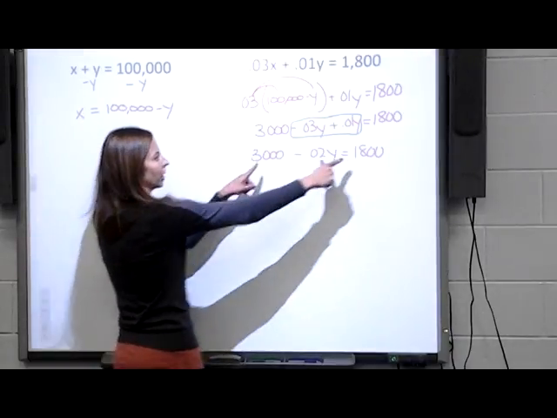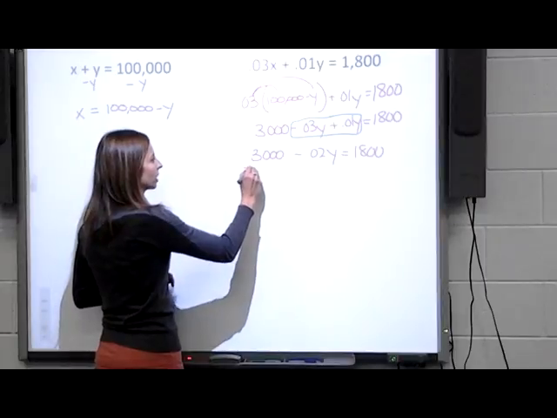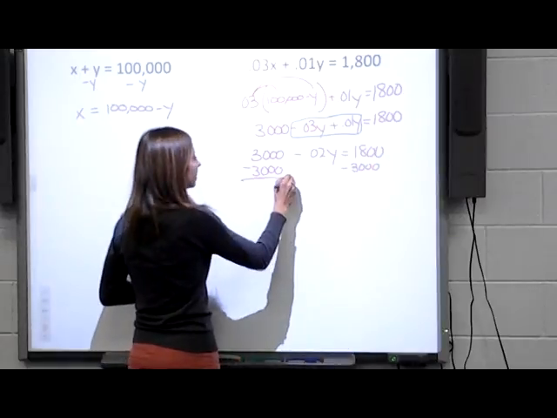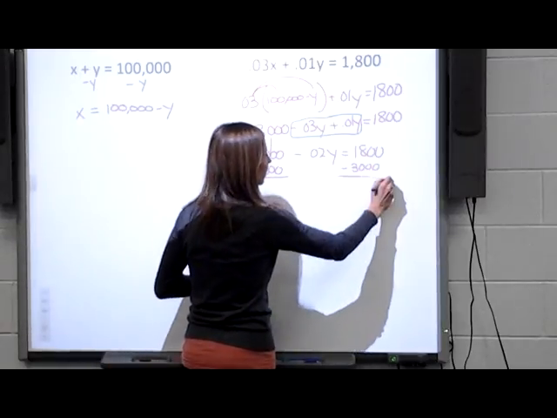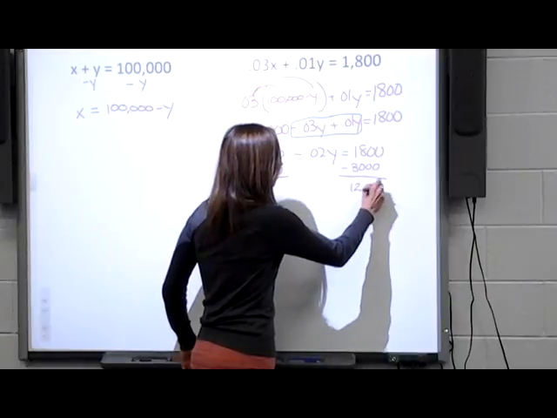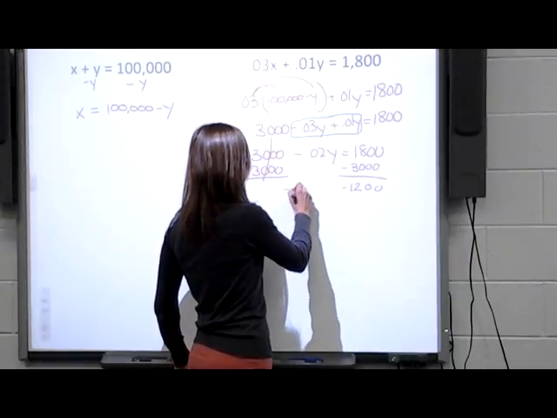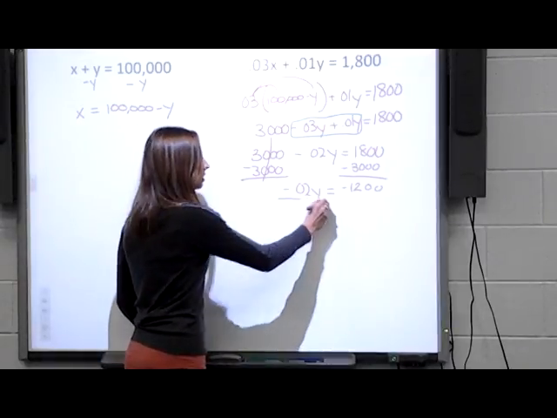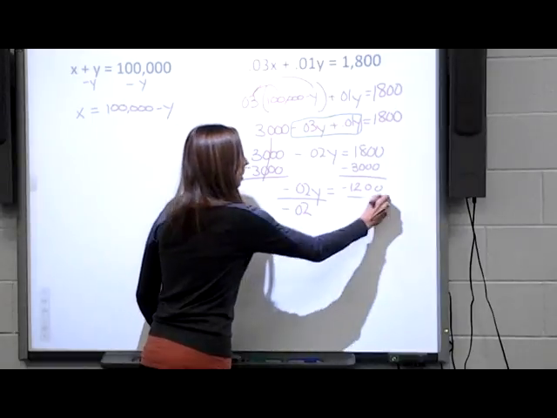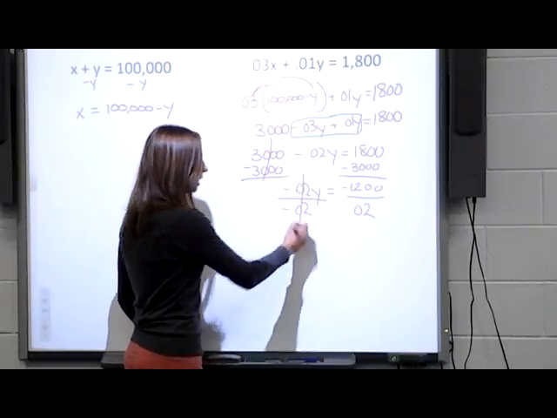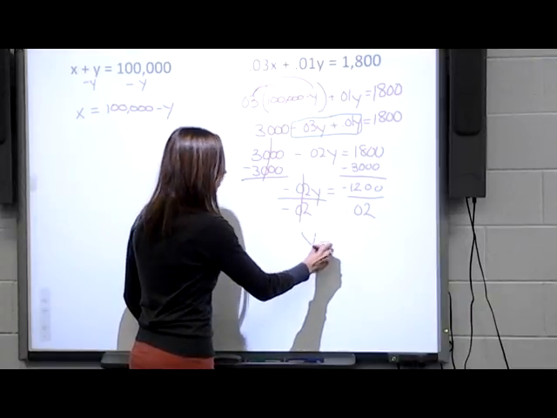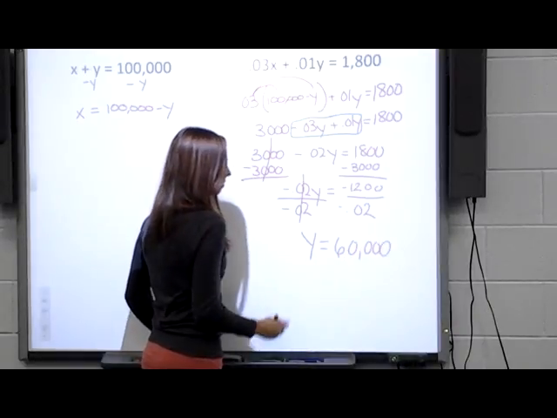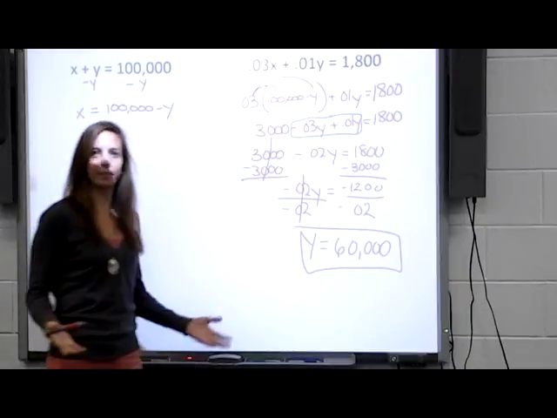Now we want to combine our like terms here. So we're going to subtract 3,000 from both sides. This will cancel. We get negative 1,200 here. And then we're going to drop down our negative 0.02y. The last piece here is we're going to divide this out on both sides. This will cancel, and we're going to be left with y. Make sure you get that. Y equals 60,000. Again, we got half of our answer here.